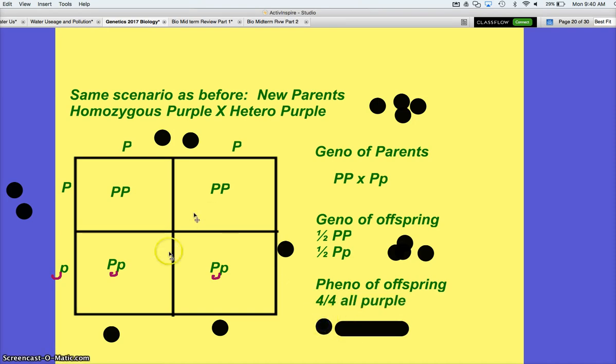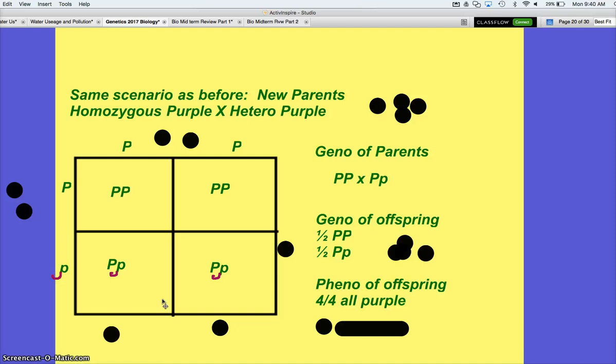That was a ratio. Who could tell me what percent of the offspring is homozygous? 50%. What's the genotype of that 50%? Capital P, capital P. Who could tell me what percentage is heterozygous? 50%. How much? I mean, what's the genotype?